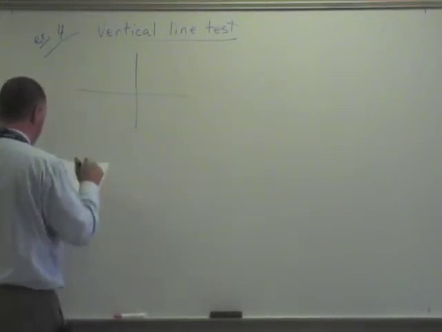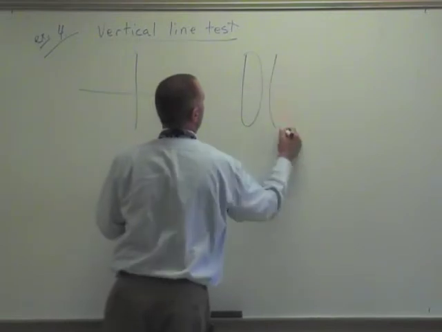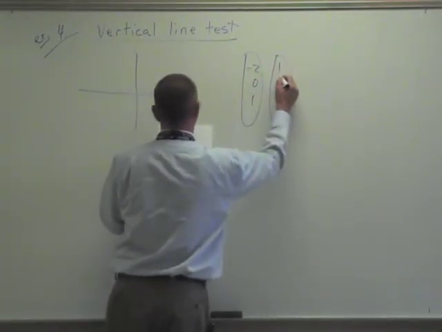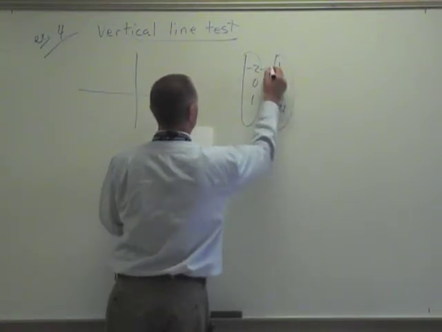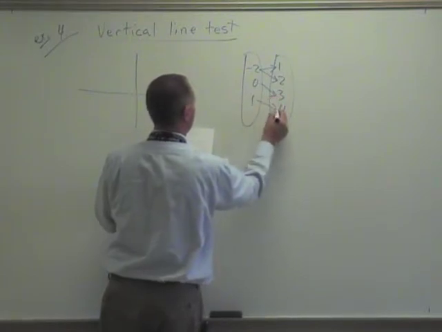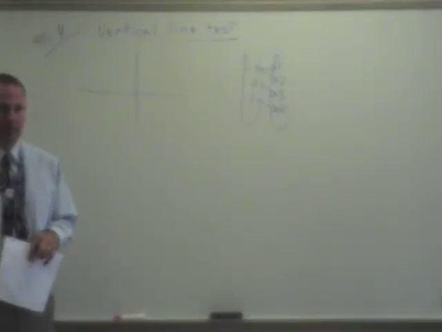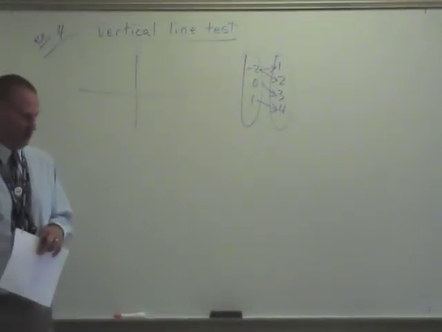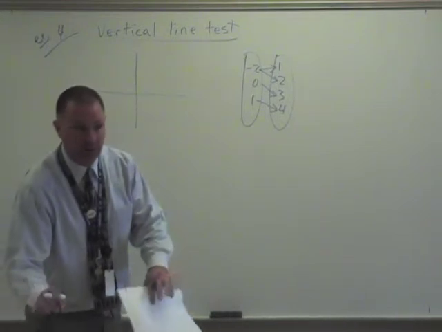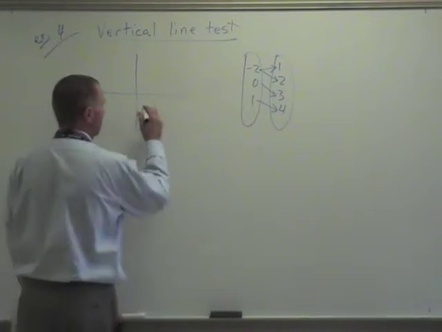I'm going to use this from the first example, -2, 0, 1, 1, 2, 3, 4. I think this is what I did. That was not a function, right? No. Because there's two duplicates. Remember, it doesn't matter if y is duplicated. It has nothing to do with it. Watch when I graph this for the visual.